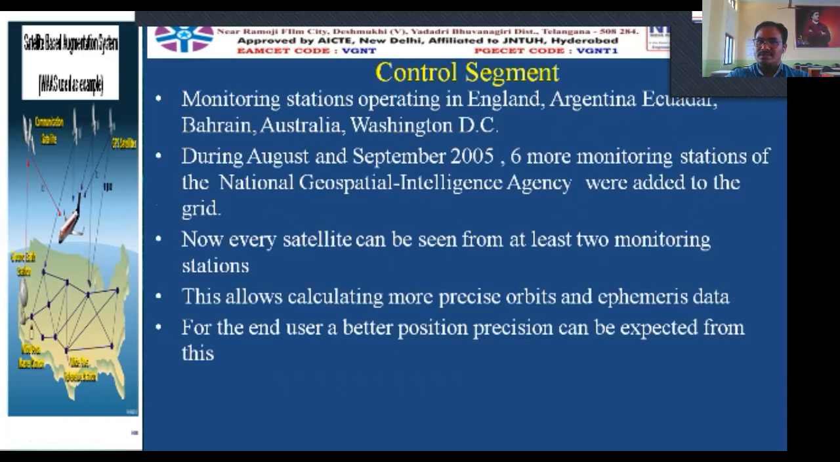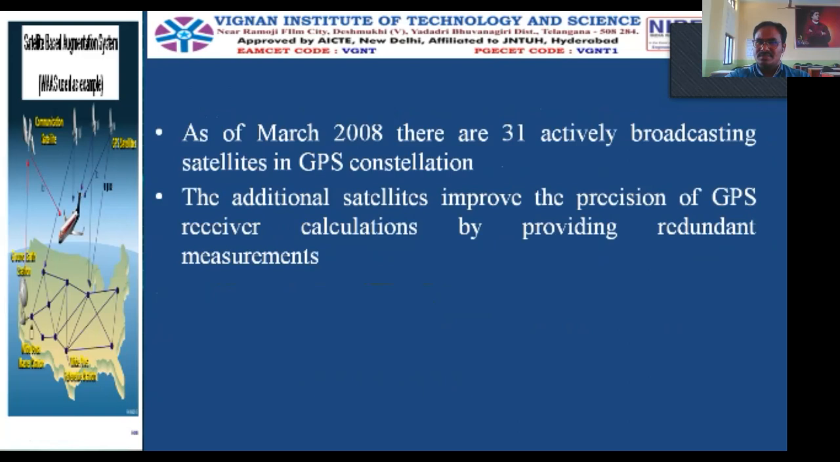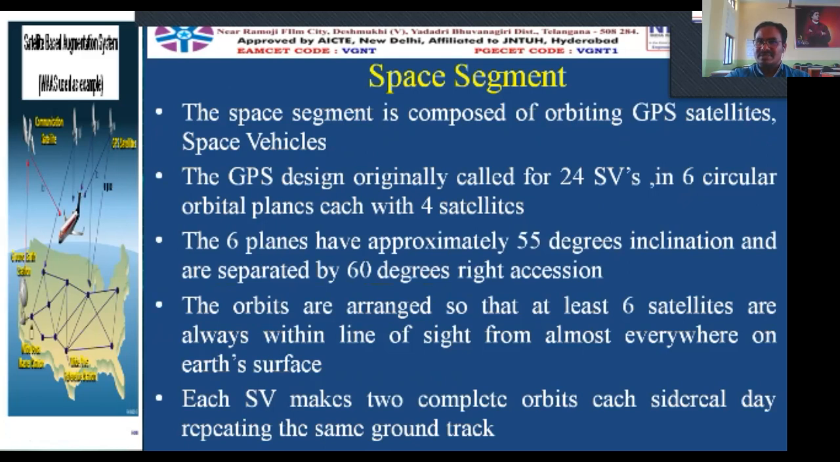So there are basically 3 segments. One is the space segment, which all we learned till now about the GPS constellations is nothing but the space segment. Second, it is the control segment. And third, it is the user segment.